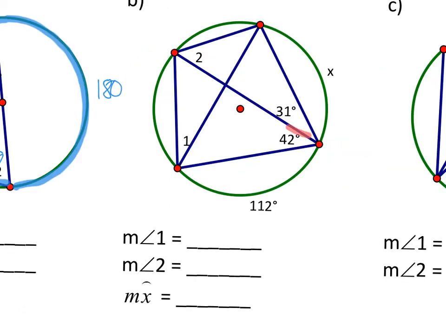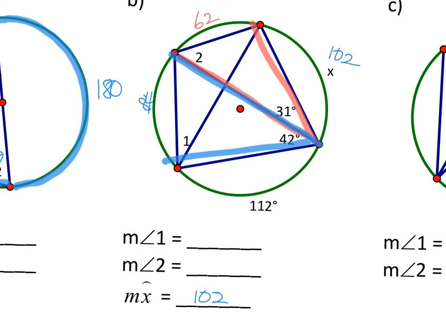The next problem, it looks like that 31 traces out to an arc of 62, so we're going to first mark up our diagram. Then it looks like the 42 traces out to an arc of 84. So it looks like we're only missing one arc. The whole thing has to add up to 360. So that missing arc is 102. So x is 102. Then we're looking for the measure of angle 1.